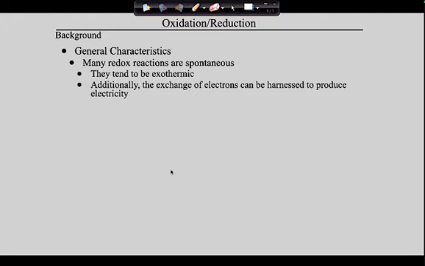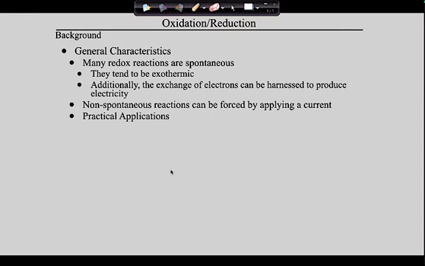And that's what we're going to talk about on Wednesday. So guys, all of this leads up to a couple more thoughts. First of all, if a redox reaction is not spontaneous, you can actually force them to happen by applying a current. This is what a battery charger does.